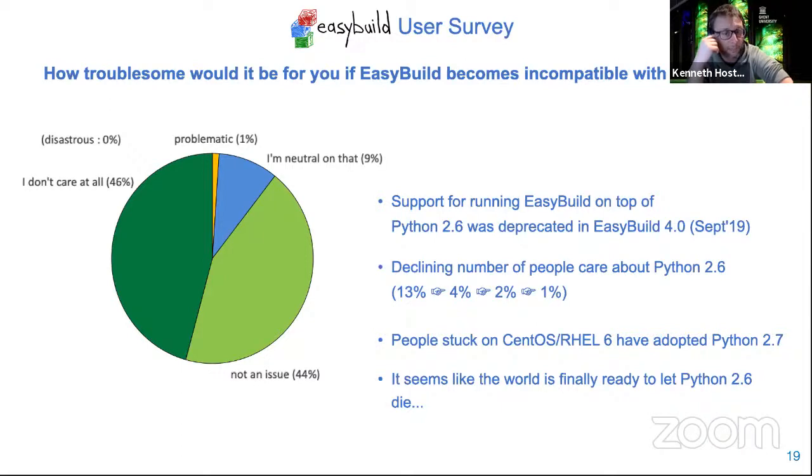We've actively deprecated Python 2.6 support in EasyBuild 4.0 already, which is September of 2019. And we're happy to see that the need for Python 2.6 is declining fast. Even people who are still using CentOS 6 have probably already updated to Python 2.7, even though 2.6 is still the system Python. So yeah, we're ready to let that die finally.